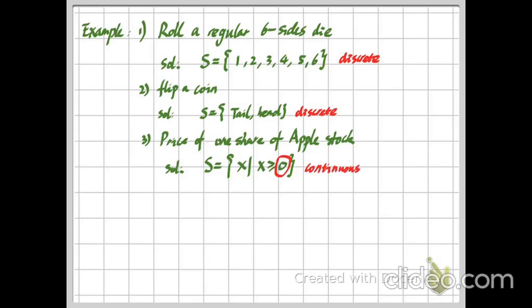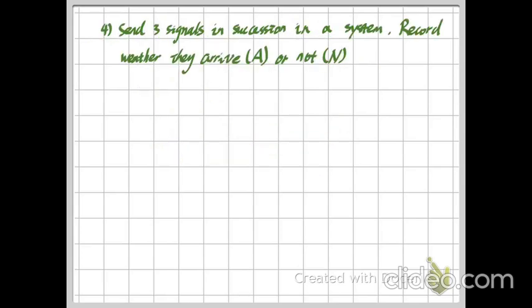Okay, so this first example is kind of a short answer. So let me give a more complicated example. This example is about signal sending. Assume in this experiment we send 3 signals in sequence, and then we will record whether these 3 signals will arrive or not. It's denoted by capital letter A or N.